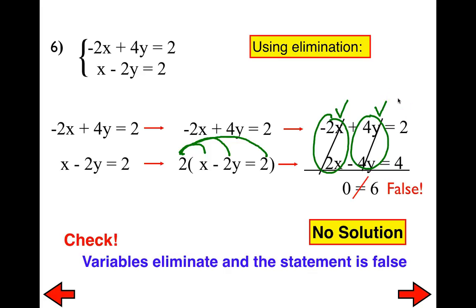In fact, when you're using elimination, you should see both variables get eliminated. Okay, so here the variables got eliminated, and next I need to show where did I end up with a false statement. Here you go. 0 does not equal 6, check. So please, once again, check to make sure that this is there to prove that your answer is no solution.